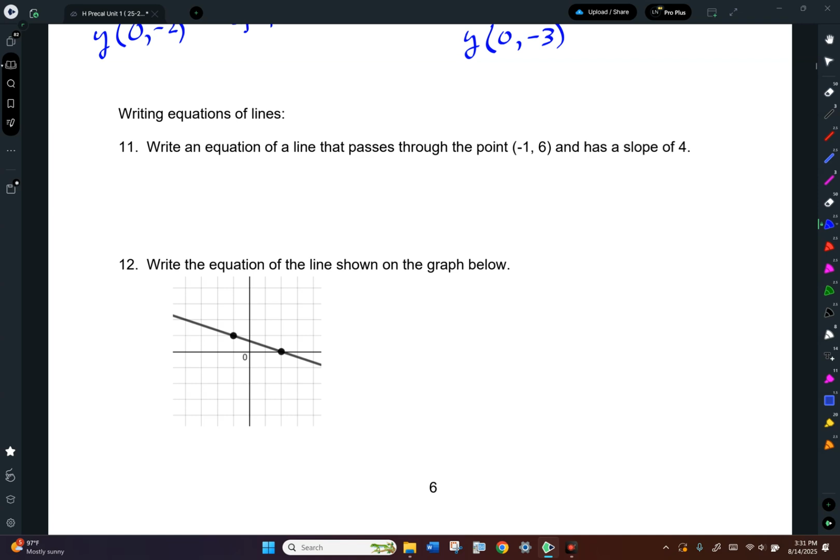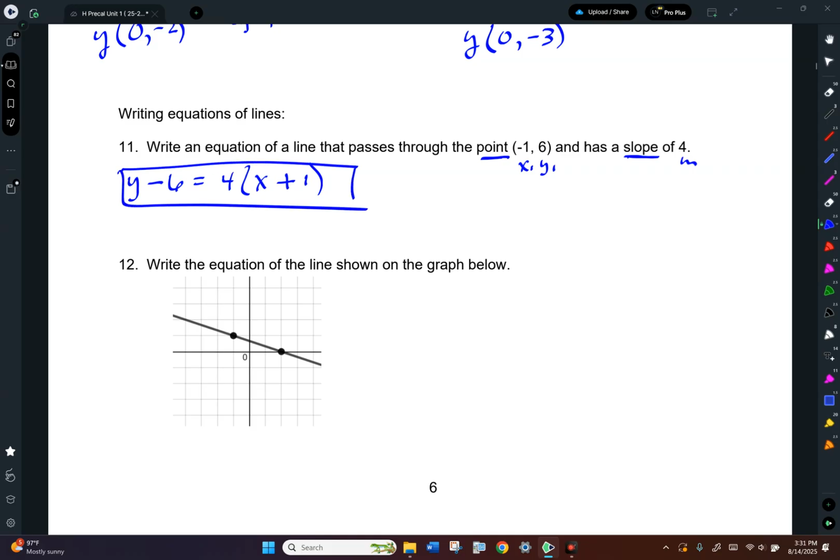Okay, writing equation of a line that passes through the point and has the slope, right? This is point slope. So this is my x1, y1, and my m. So I'm going to say y minus y1 equals m, and then x minus negative 1. Now, this doesn't say we have to change it into slope-intercept. It doesn't say you have to solve for y. All it said to do was write an equation of a line. This is a perfectly acceptable form for the equation of that line. You don't have to change it unless they tell you to.